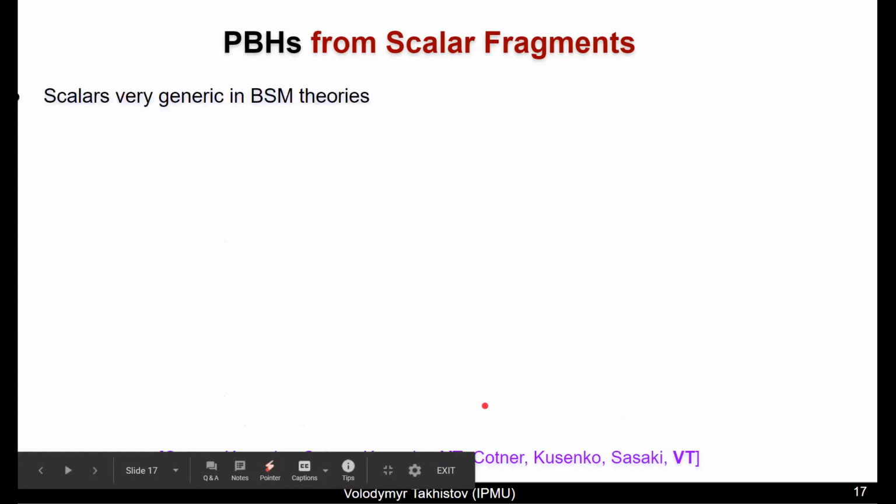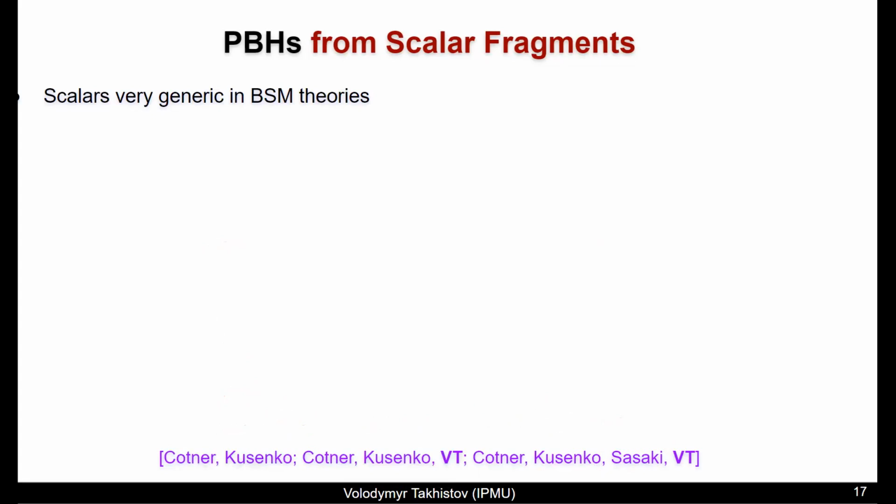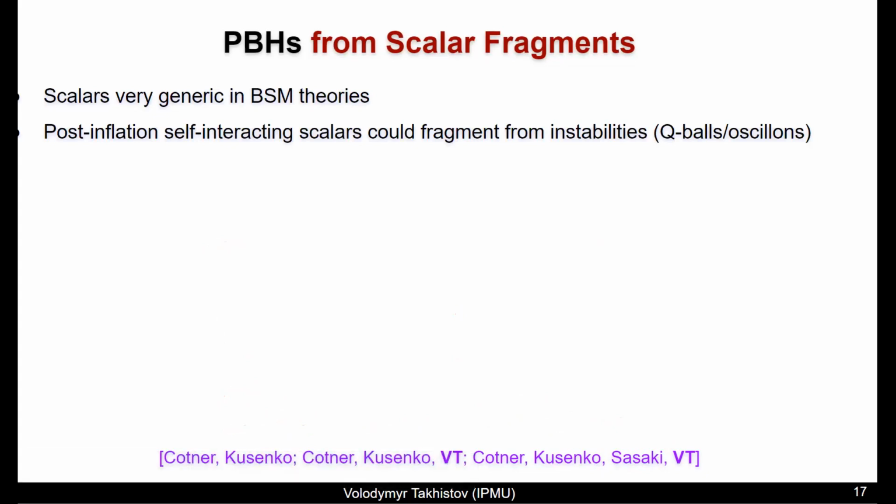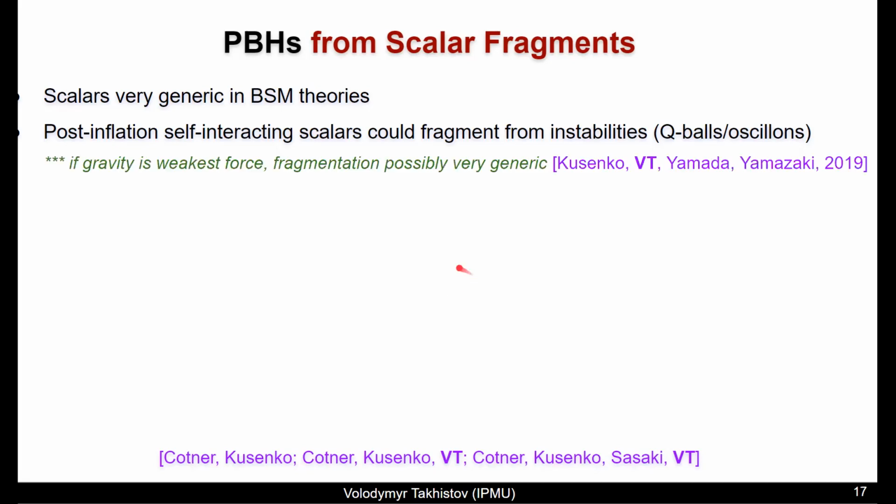And the basic idea here is that scalars, of course, are very generic in BSM models, especially in models of SUSY, where you have many flat directions. And post-inflation, if you have self-interactions, then the scalars could fragment, meaning break apart from instabilities into pieces. And these pieces would be either Q-balls for a complex field or oscillons for a real field. And in fact, if gravity turns out to be the weakest force, as suggested by some top-down, more fundamental theory arguments, then it could be possible the fragmentation is actually more generic than previously thought.